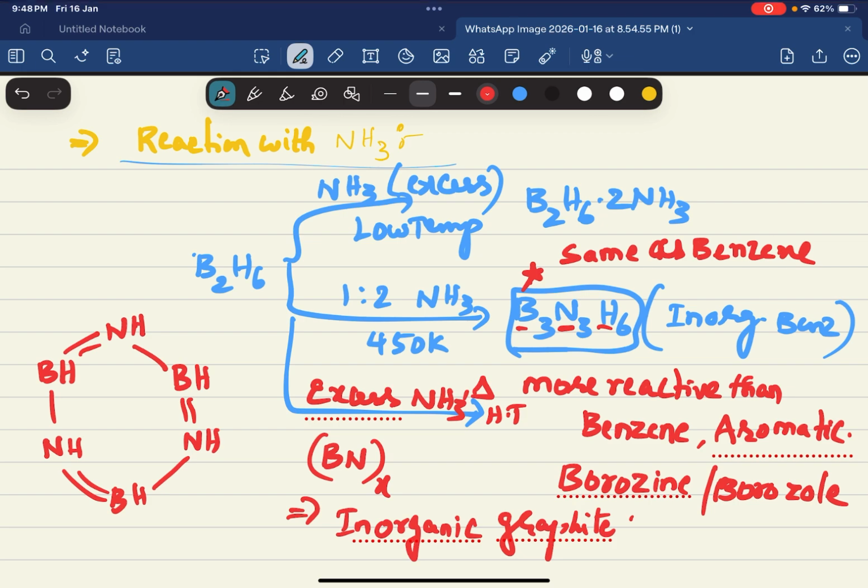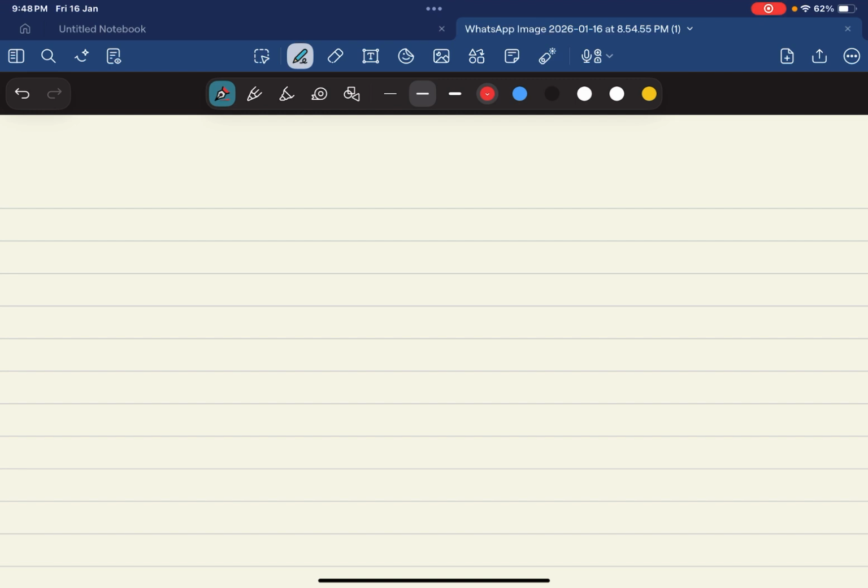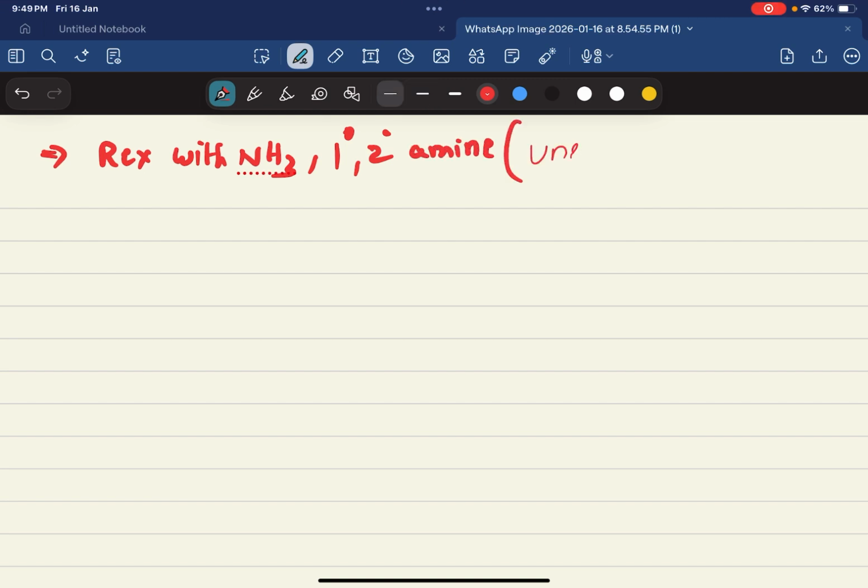Symmetrical breaking of B2H6 and unsymmetrical breaking of B2H6. So what are those, we can discuss now. These all are important points for the JEE or NEET exam, students. Mostly these questions will be covered, and in 2025 more questions came from this area only. Reaction with NH3 and primary and secondary amine. Here the breaking happens in an unsymmetrical manner. Unsymmetrical manner means the breaking happens unsymmetrically.